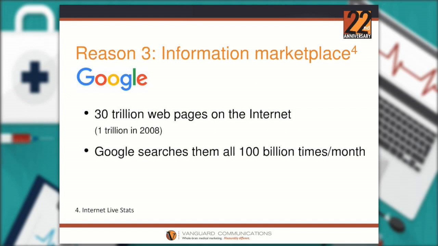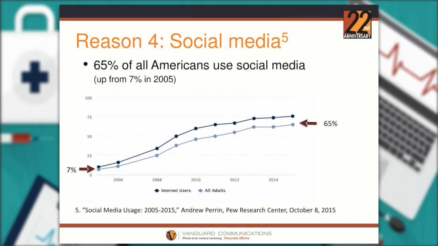And Google, the search engine, searches all 30 trillion web pages on the internet, a total of 100 billion times per month. An astounding amount of searching that Google, the search engine, is doing for other searchers on the internet.